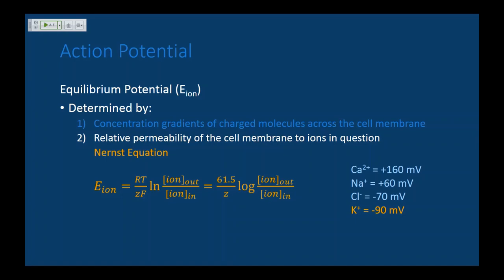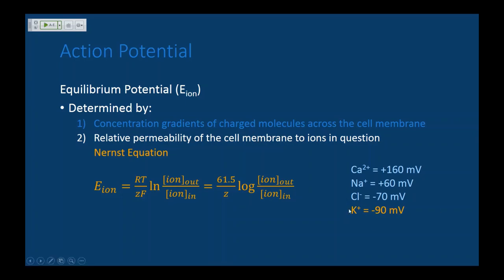And the calculation of this equilibrium potential for a given ion is done by the Nernst equation, which is more biochemistry, but I've included it in here because it is MCAT relevant and you might need to memorize this at some point. So the thing about the Nernst equation, it's for one ion at a time. It's only relevant for isolating one ion. And you can calculate it for each ion individually, which these are estimated potentials of each ion.